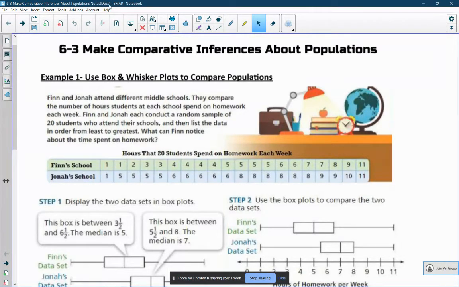So right here, we're looking at a little chart, and I'm going to put a little arrow next to it. In each little box, if we look at the top where it says Finn, he's got all these students and the number of hours they spend each week on homework. And notice that it goes up in terms of how much. So this student spent 1 hour, this student spent 4 hours, etc. At Jonah's school on the bottom, same thing, 1, 5, 5, etc. So each one of these numbers represents a student and how long they spend on homework each week.